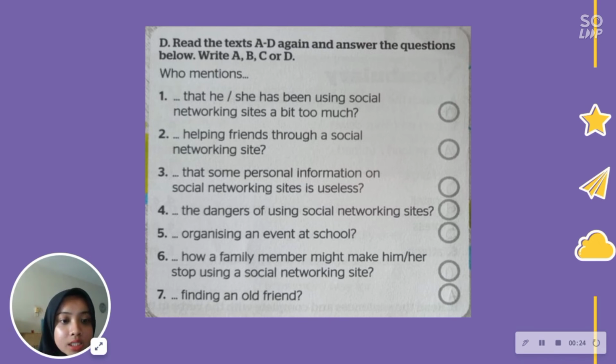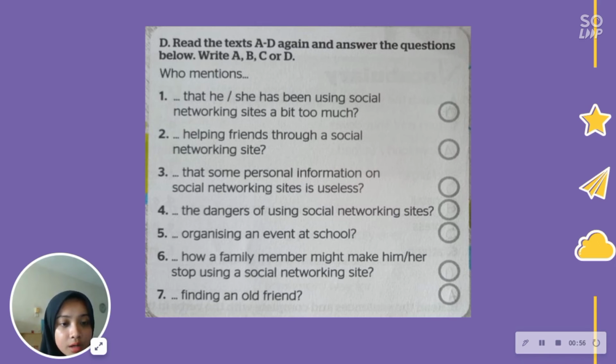So A, B, C, D correspond to the people in the text we read. A is one person, B is who, C is who, and D is who. They don't have to put the name on, they just put A, B, C, or D. They have to read the text and write down whether this text belongs to person A, B, C, or D. You can put your answer in the comments down below so that we can share with other people.